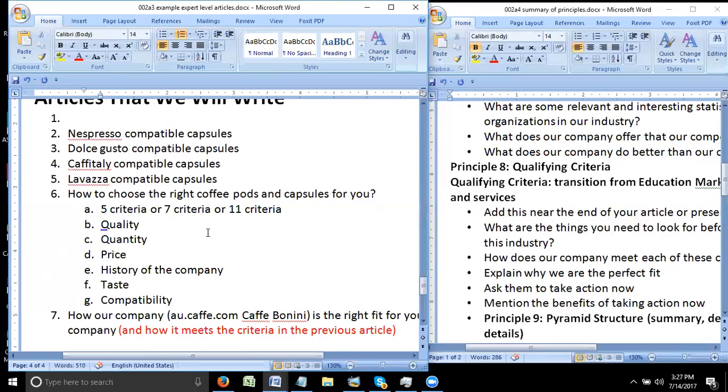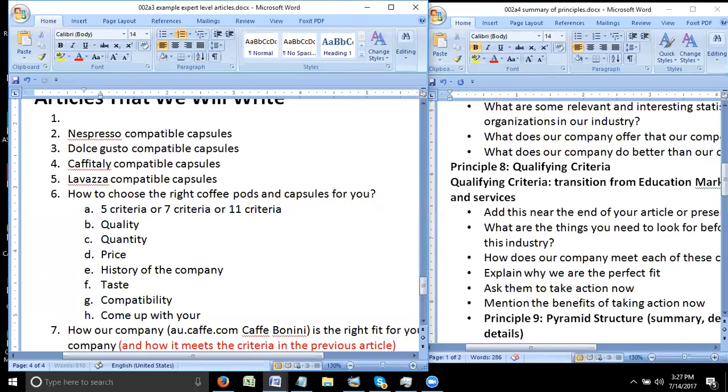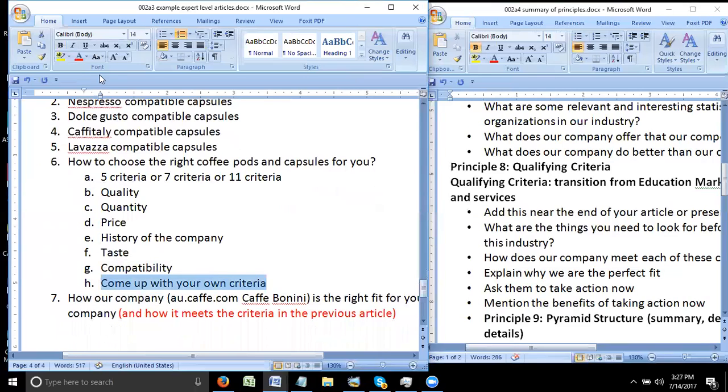Most of the time, when we're still at this point, we don't even need to research yet. Practically you can use these criteria for any industry, except maybe this compatibility, and maybe also the taste, but the rest you can use as criteria. And you can also come up with your own criteria. So I'm going to highlight this in red again.